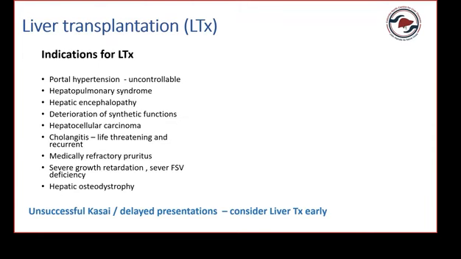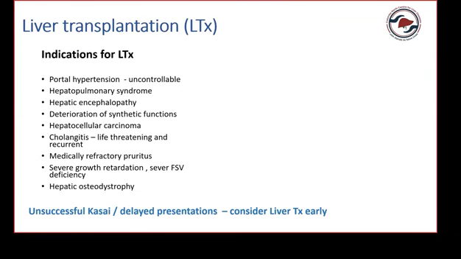Hepatic encephalopathy, yes. Deterioration of synthetic functions in view of trends of clotting and trends of albumin. If there is evidence of hepatocellular carcinoma, yes, you have to consider liver transplantation early before they develop disseminated disease. That's why all children with chronic liver disease should be evaluated with ultrasound scan and alpha-fetoprotein every 6 months.